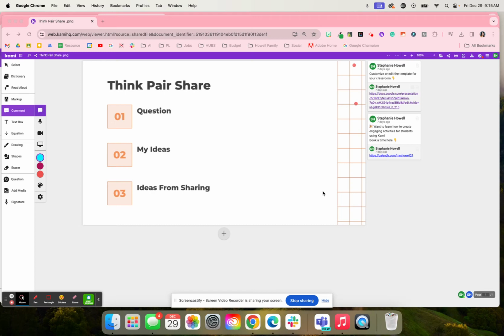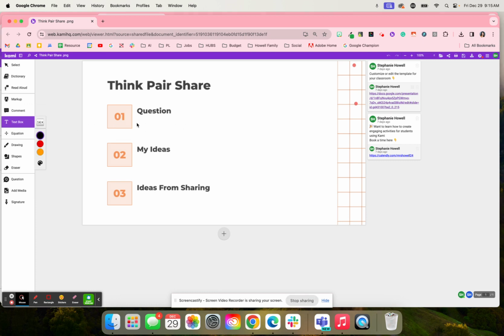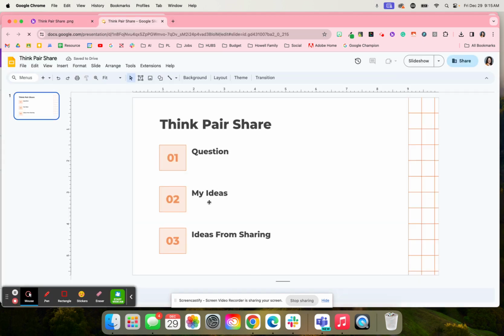Students can do a think, pair, share. So, first, they're going to answer a question. You're going to have a question, and you will either use Cami to type out your question or have it preloaded by using maybe this Google slide and just adding it right underneath the question.